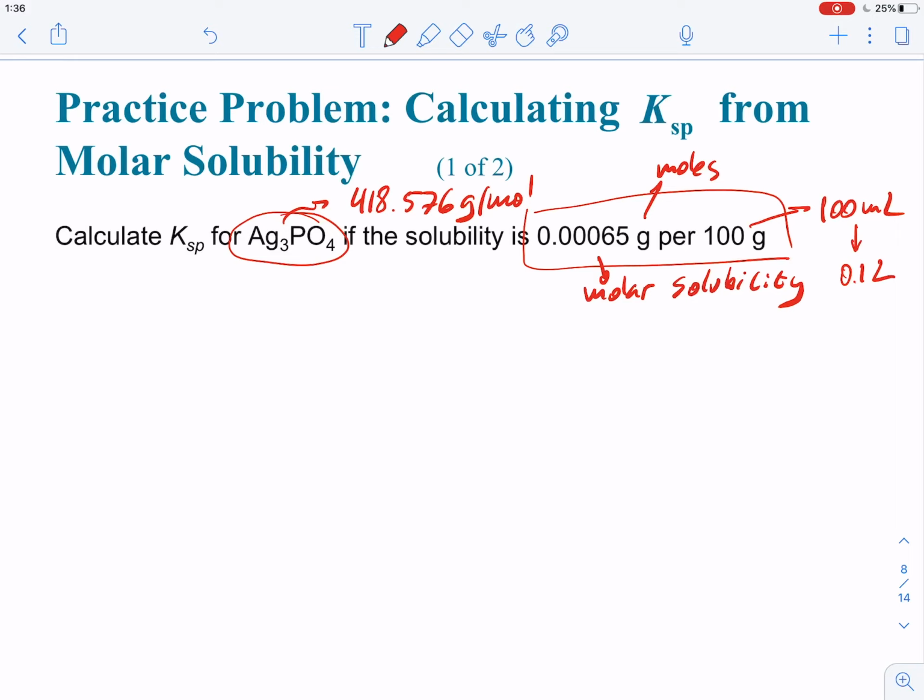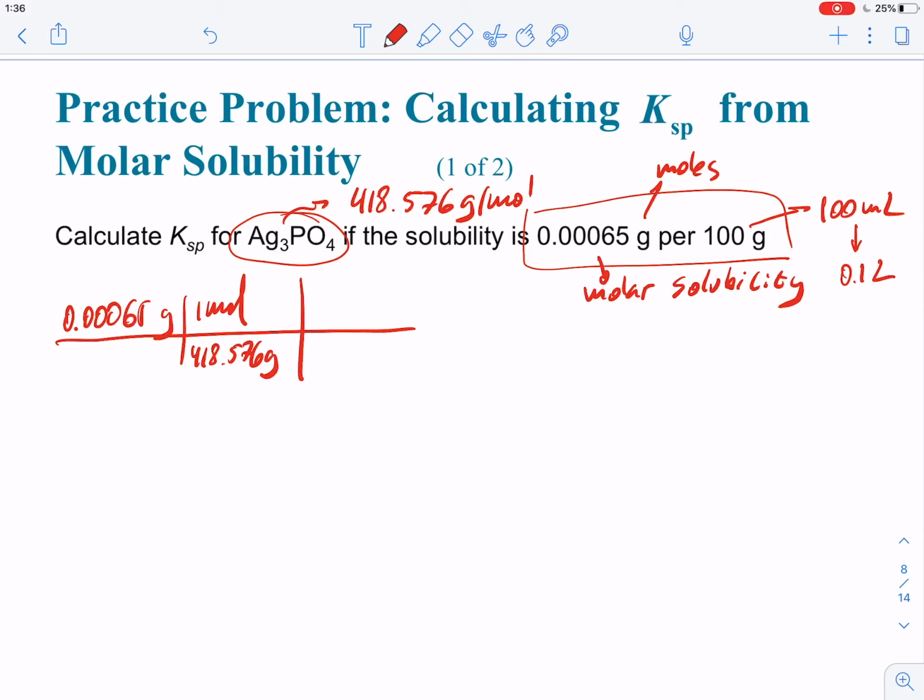So in this case, you need a little more data than the problem is giving, but you have everything that you need, because if you have the formula, you can calculate the molar mass. So first step is to convert that solubility to molar solubility. So we start with 0.00065 grams of our solid. 1 mole of the solid is 418.576 grams.